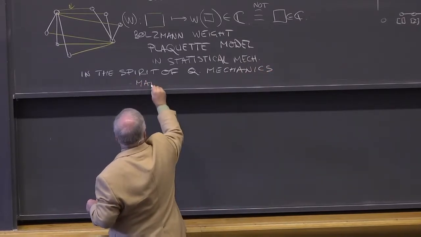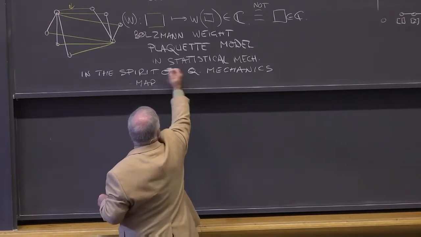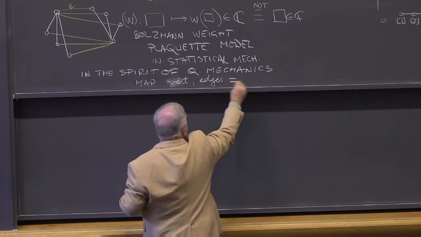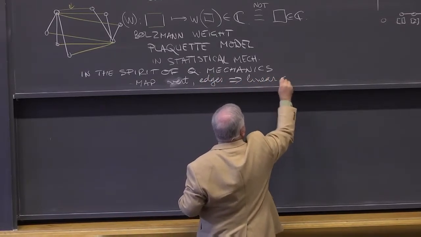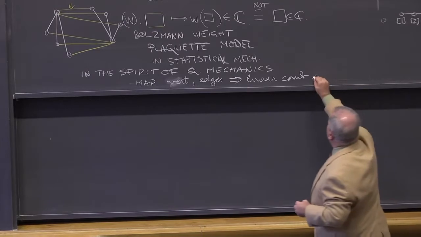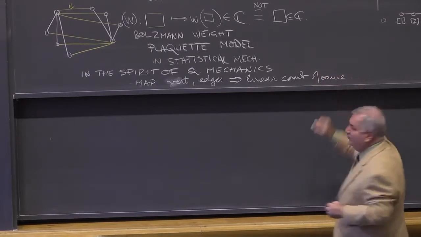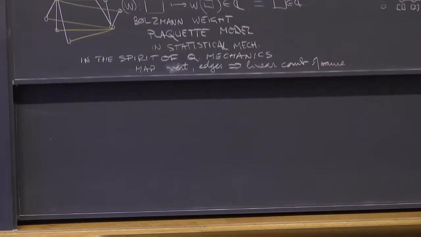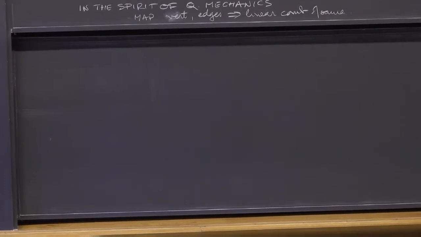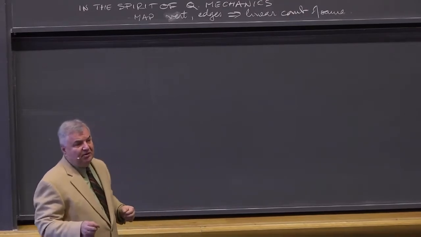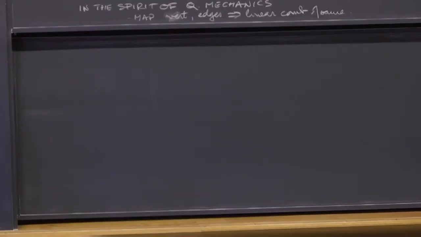Map an edge, map vertices, edges into linear combinations of the same. So we're starting here the fundamentally new part in the course. These were introduced by me around the late 1980s, I think, the cells, although not maybe exactly on this.